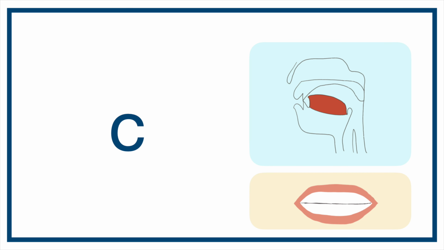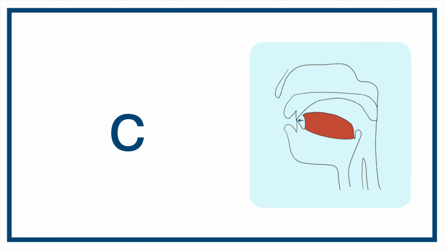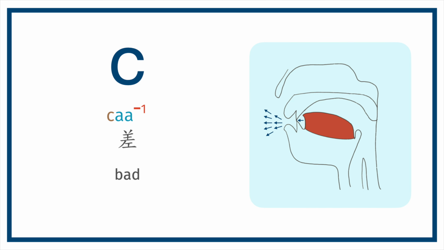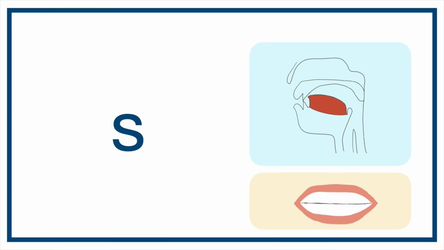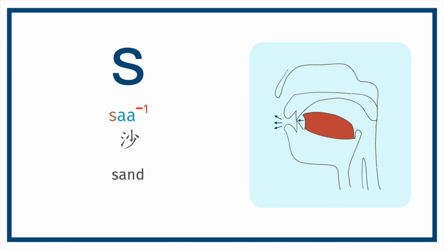C's pronunciation method is the same as z, but you need to pronounce it with a heavier puff of air, like c, c, ca, ca. Next is s. To pronounce s, we don't need to block the air. Just open your lips and close your teeth. Then let the air pass through your teeth. The position of your tongue's tip should be placed at the back of your lower teeth. S, s, sa, sa. Let's do some practice.